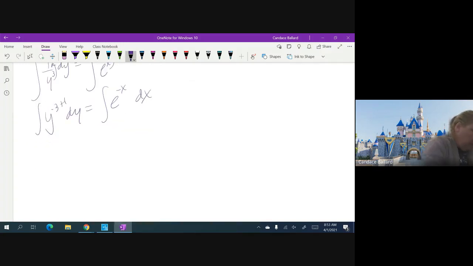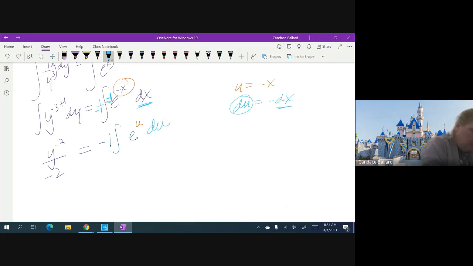So this one's not bad. I add my 1. So y to the -2 divided by -2. This one here is going to need a u substitution. So u equals -x, meaning that du equals -dx. We have the dx, we need the -1. So technically it's like that, right? The -1 in the denominator, which is still just a -1. All right, so let me rewrite with the u's. So we've got -1, the integral of e to the u, and then for the -1 dx, we get du. All right, the right side, when I integrate, I get -e to the u plus c.